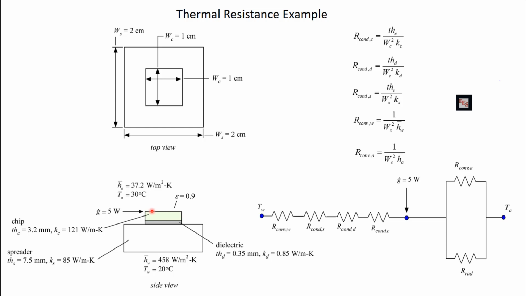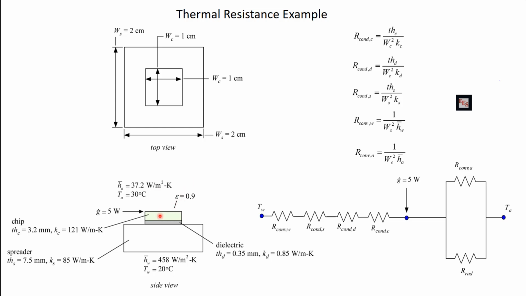Okay, so what else is going on? The chip has to be cooled, so it can be cooled from its top surface, because it's exposed to air and also some radiation. So this surface has an emissivity of 0.9. It's surrounded by air at 30 degrees Celsius, and the heat transfer coefficient between the surface and the air is 37.2 watts per meter squared Kelvin.